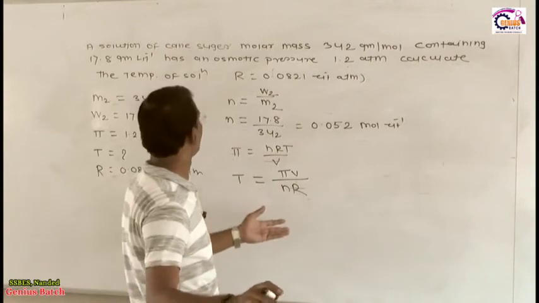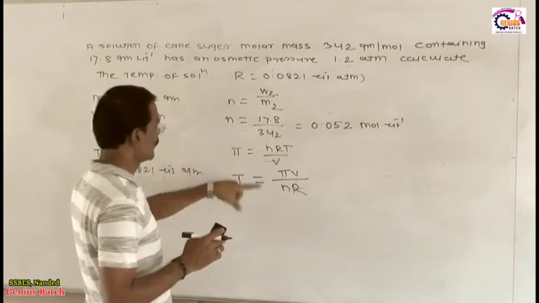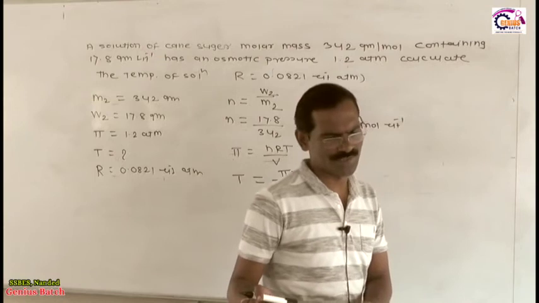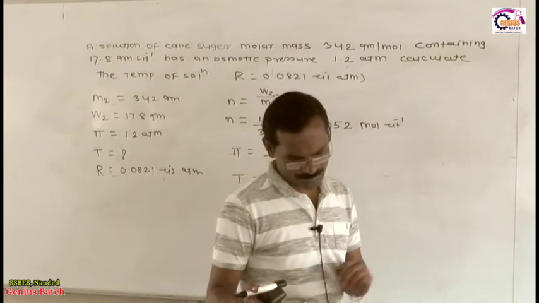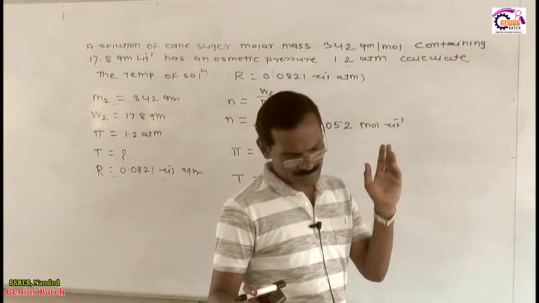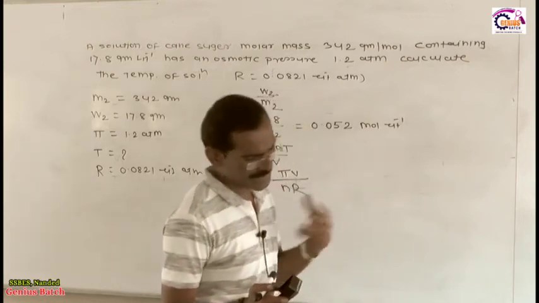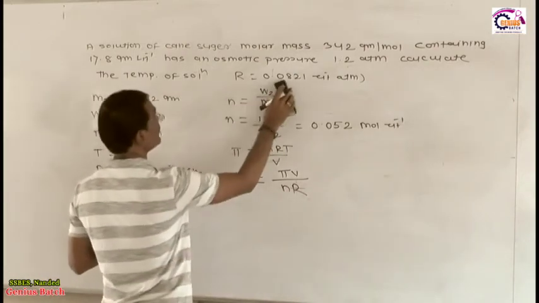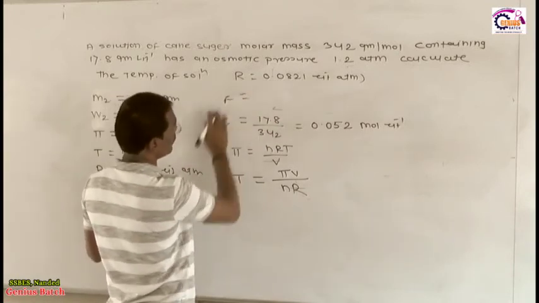Already we have taken the volume of the solution, a solution of cane sugar. They are given the number of moles, 0.052. We put this term directly into this equation. Then finally we get the molarity of the solution as 0.052 mole per liter. Listen, dear friends, something is there. The solution of cane sugar containing 17.8 gram per liter, so this value is the direct concentration. Therefore C is the value of concentration.